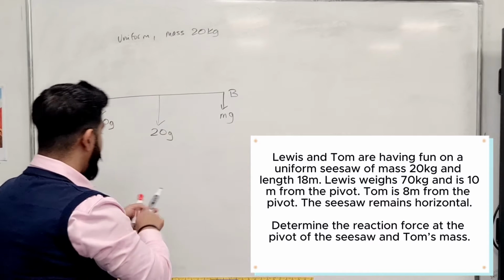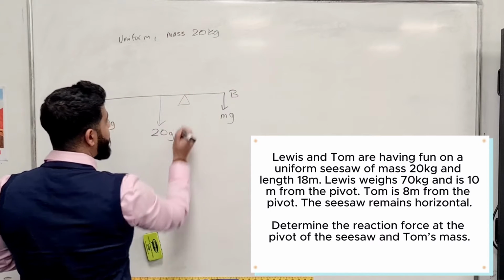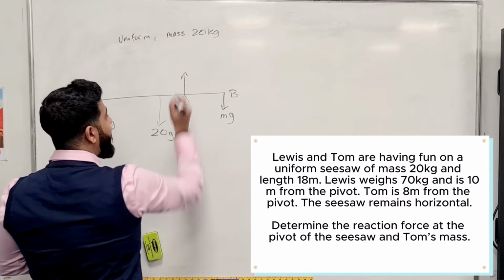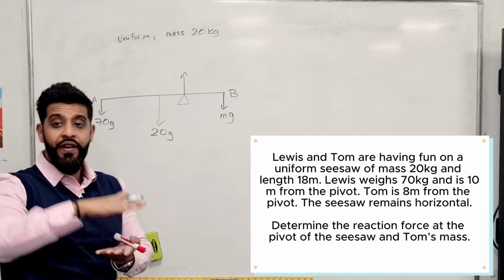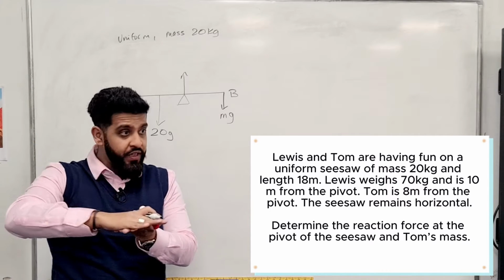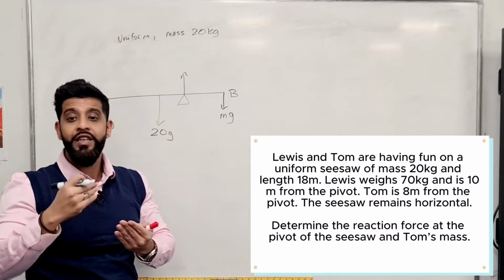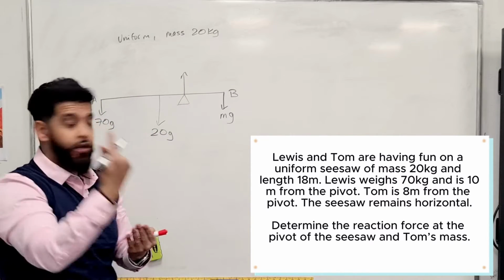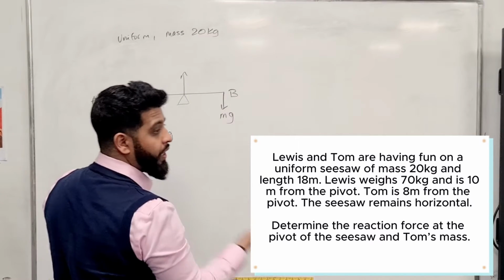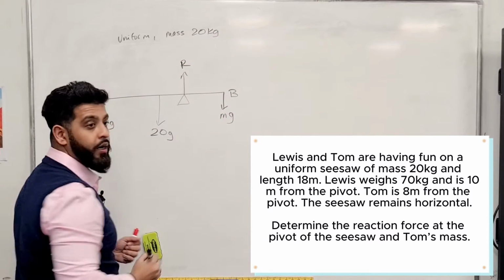We have a pivot point right here, and this will have a reaction force, because if anything is resting on a surface, so this rod is resting on this pivot, it will create an equal and opposite reaction force going up. So let's call it a reaction force R. What else do we know?